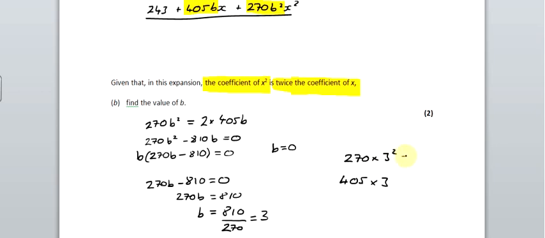And if you work those out, you should find that this one is double the bottom one. You can try it yourselves.